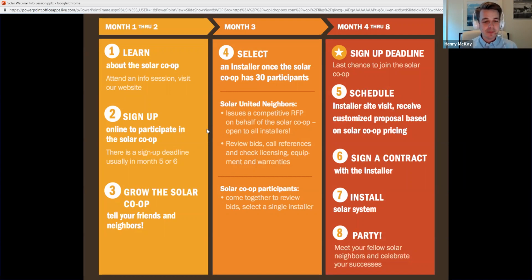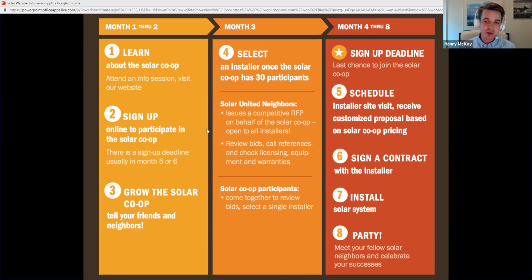And then we'll work to grow the solar co-op, and we work with local partners. We do advertising. We try to get local press covering the solar co-op. But really, the most powerful way that the most successful co-ops grow is because members of the co-op, people who have been to these info sessions, people like you on this webinar, tell their friends and neighbors, hey, there's this opportunity to go solar. I'm pursuing it. You should do it too. That's the best way to grow solar co-ops, and we can give you tools to help you grow it if you get in touch with us.